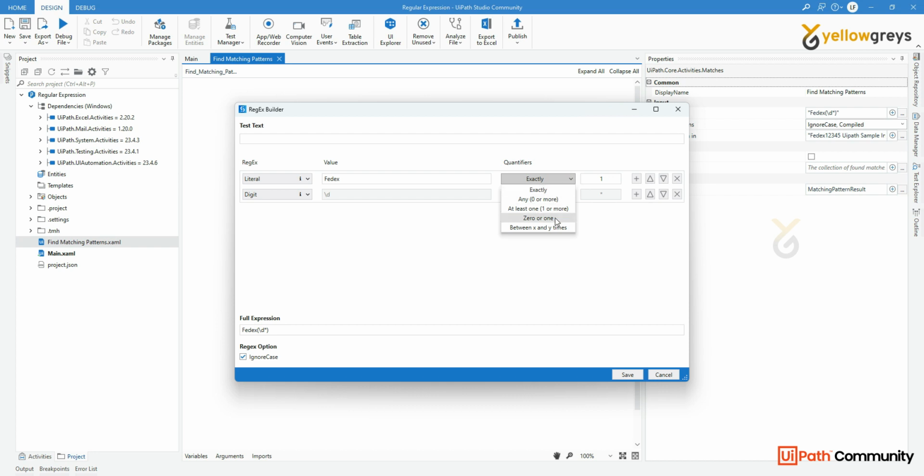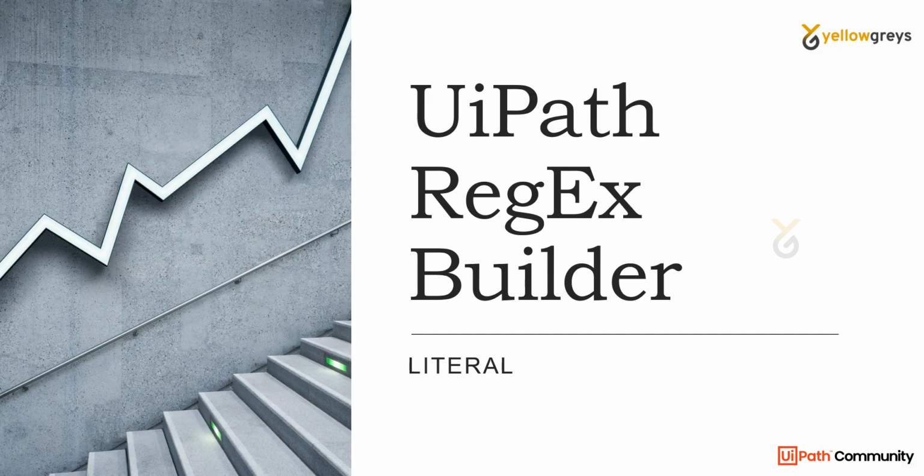Here we have a lot of options: exactly, any, at least one, 0 or 1, between x and y times, using this literal regex pattern. All other quantifiers are the same. First we need to understand what these quantifier options are, so that we can apply them in the appropriate places. So let's get started. We are going to look at the UiPath RegEx Builder literal quantifiers.